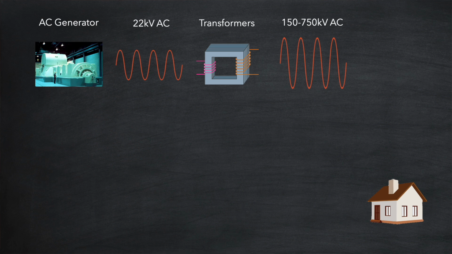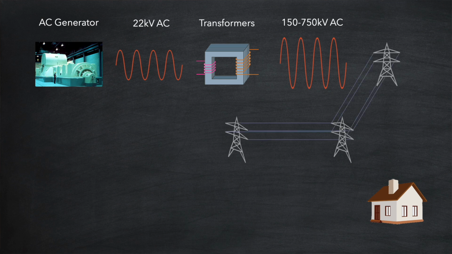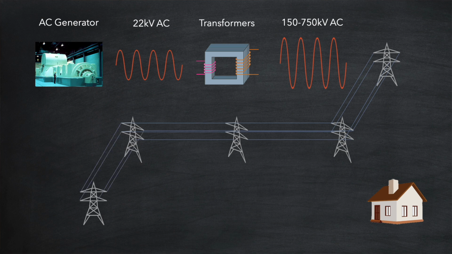Now, the overall power doesn't change during this process, so if the voltage increases, the current must decrease, remembering that power equals voltage times current. And that decreased level of current is important, as we'll see in a moment. We can now send the AC over power lines across the country, and those power lines can run for hundreds of miles with only a small loss of power on the way.